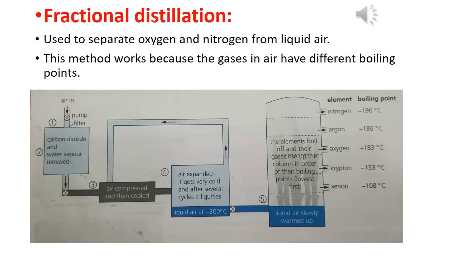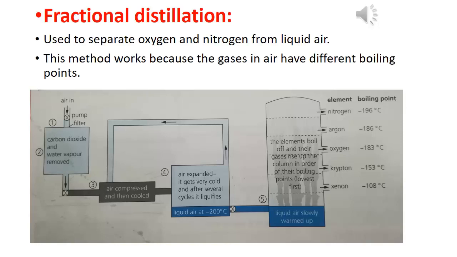Most of them are useful to us. But first we must separate them from each other. So how can we separate the mixture of gases? This can be done by fractional distillation. Fractional distillation is used to separate oxygen and nitrogen from liquid air, not from dry air. This method works because the gases in air have different boiling points. So each gas in the mixture has a different boiling point, and this method works well for separating the gases.